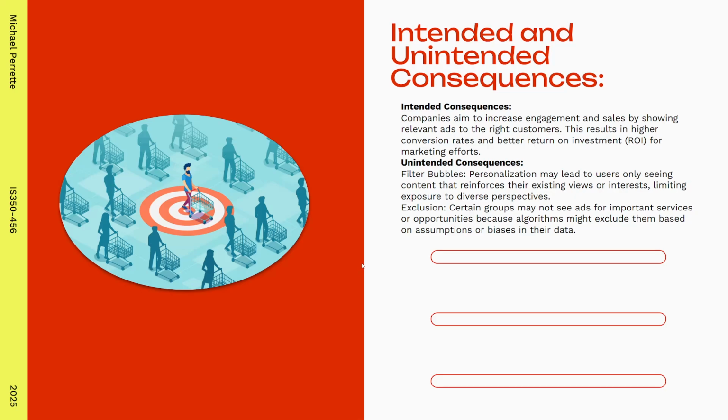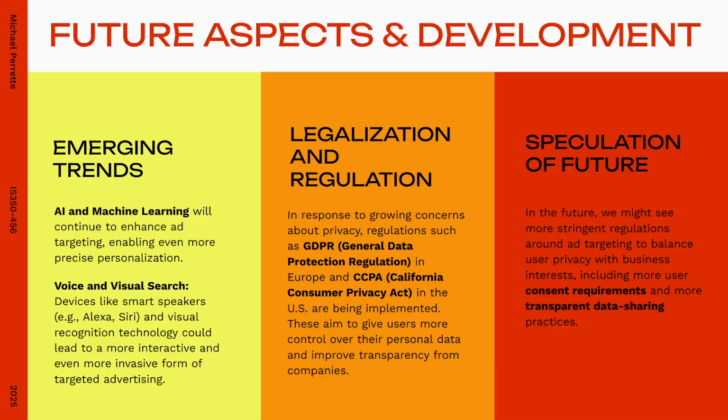And then exclusion: certain groups may not see ads for important services or opportunities because algorithms might exclude them based on assumptions or bias in their data, which is coming back to the whole idea that there's still present bias in the picture. And at times, especially again in our discussions, we might feel like these biases are unavoidable, and we might have looming ideas of how to fix it, but they're still going to be contained inside of these algorithms.